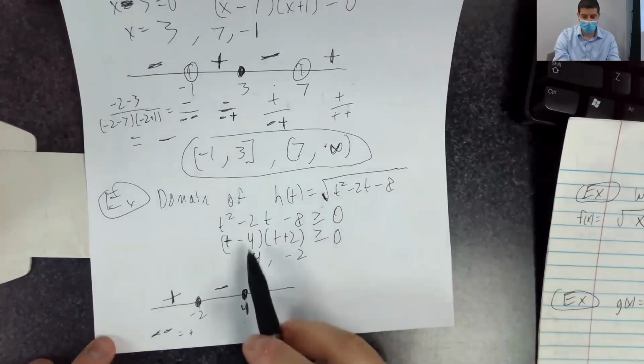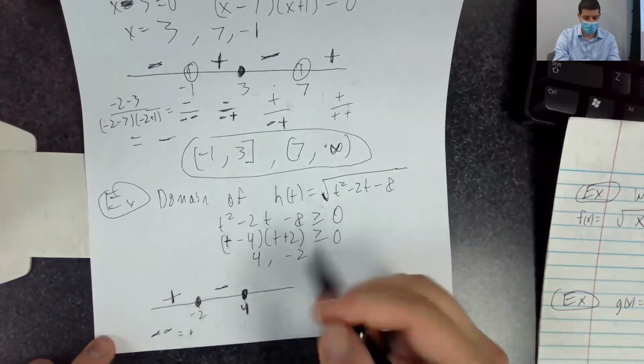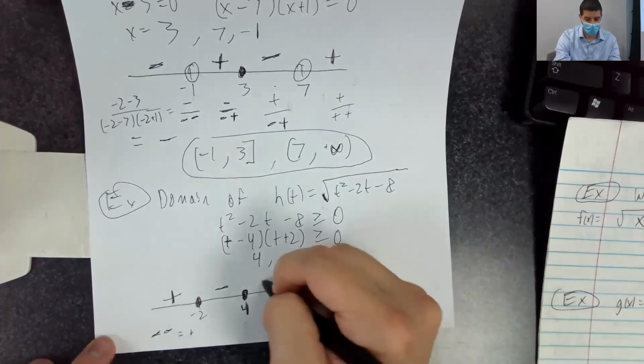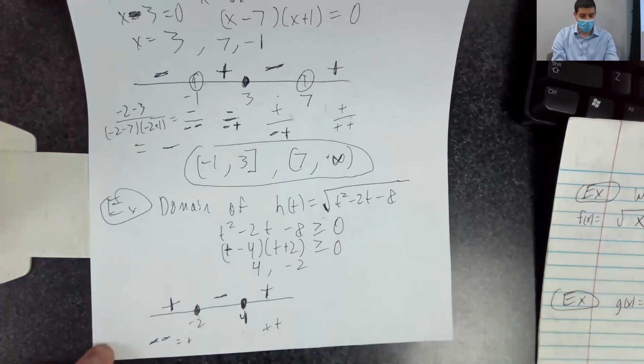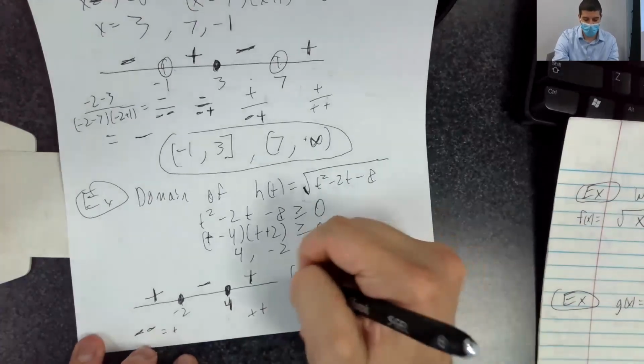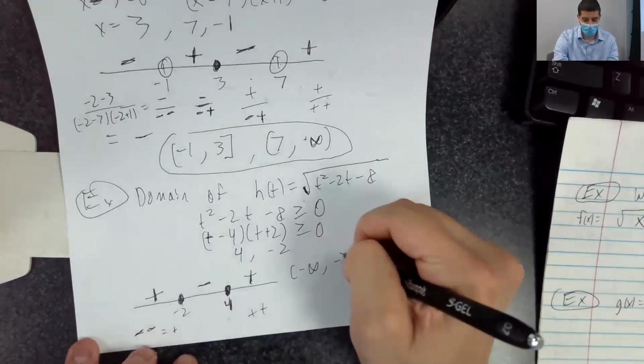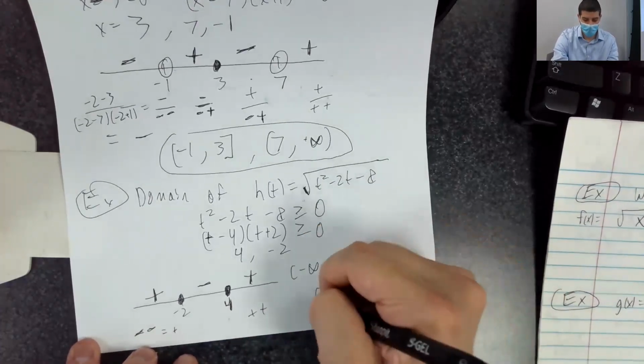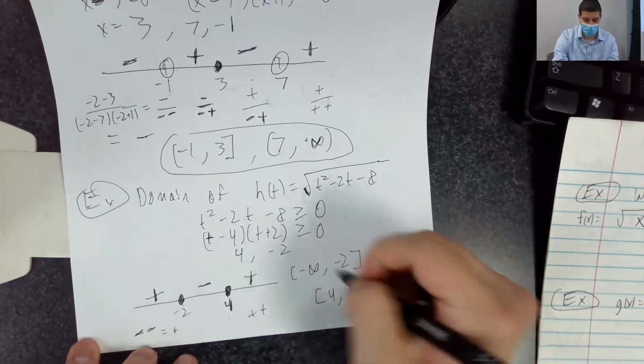I plug in 5, I get positive, positive, positive. Which one do I want, the pluses or the minuses? The pluses. So my final answer using the closed circles: negative infinity to -2, or 4 to infinity.